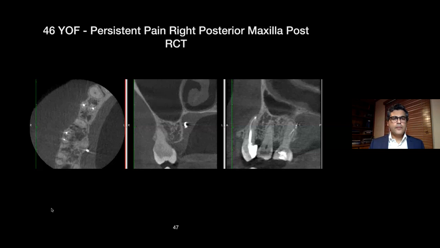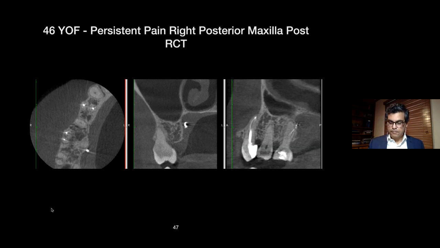So we took a CBCT, and we can see that there is apical transportation. There's root perforation, and as a consequence, the root filling material has extruded into the lingual soft tissues, and it was this extruded material which was causing pressure and pain, and the patient was constantly complaining of pain. So that's why we took this scan, and we found out that there was no fracture, and there's an issue with extrusion of root filling material into the adjacent soft tissues, and of course there's an issue with the root filling and the canal preparation of the palatal root of the tooth.